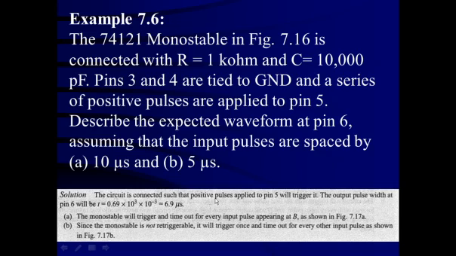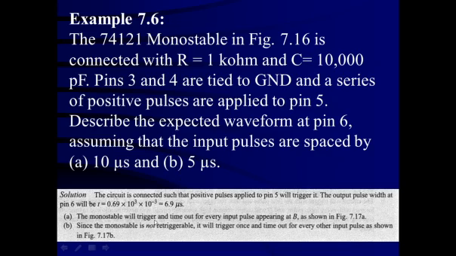The output pulse width at pin number 6 will be T equal to 0.69 into 10 raised to 3, because a 1 kilo ohm resistance is there, and C equal to 10 raised to minus 8, because 10,000 pF is 10,000 into 10 raised to minus 12, which is 10 raised to minus 8. So that comes out to be 6.9 microseconds, that is 6.9 into 10 raised to minus 6 seconds. Now, the input pulses are going to be spaced 10 microseconds and 5 microseconds.